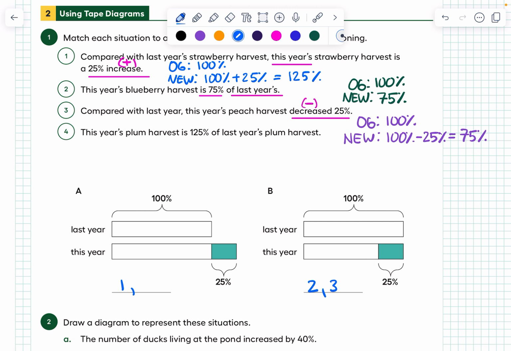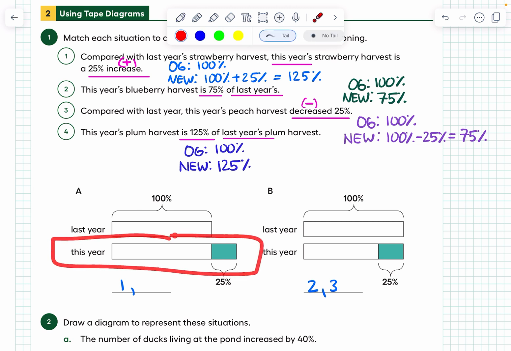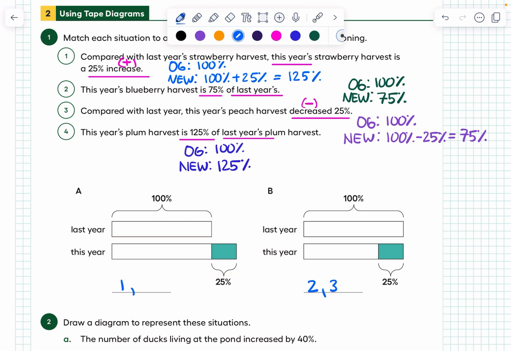And lastly, we have this year's plum harvest is 125% of last year's. So as you can see, we would have the OG being 100%, and the new amount this year says is 125, so we would just keep it at 125, and the diagram that represents that is A, ladies and gentlemen. So we would have 1 and 4 representing A and 2 and 3 representing B.